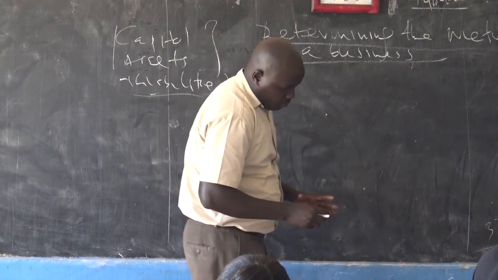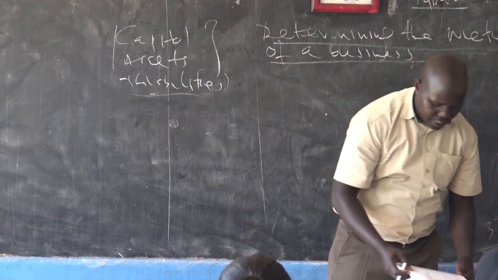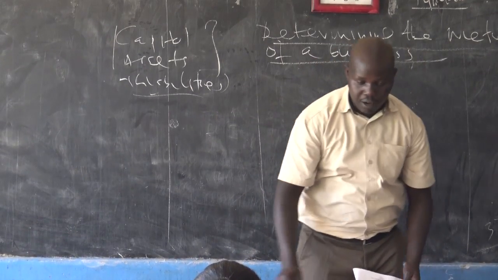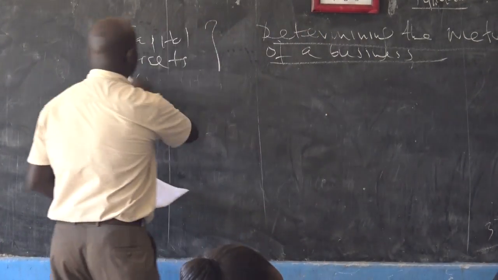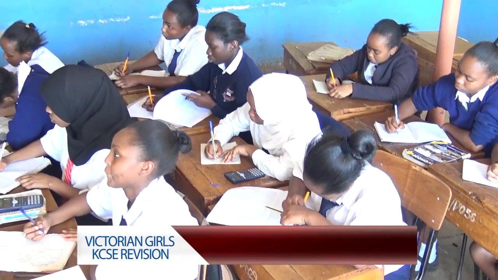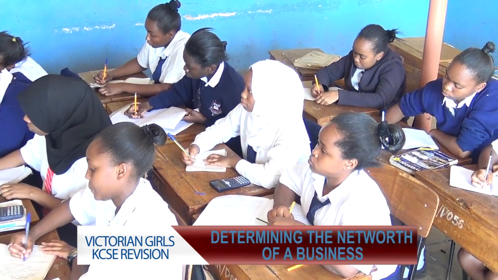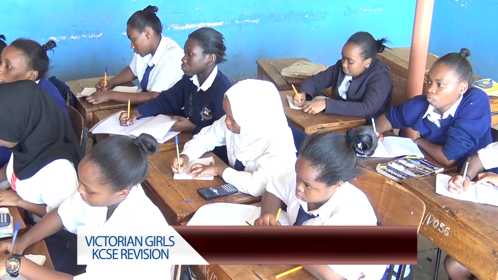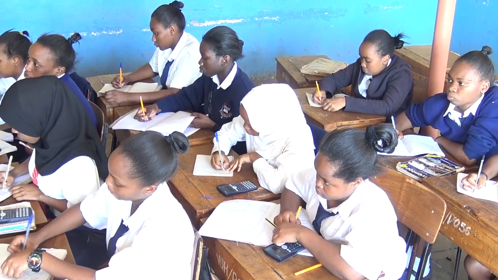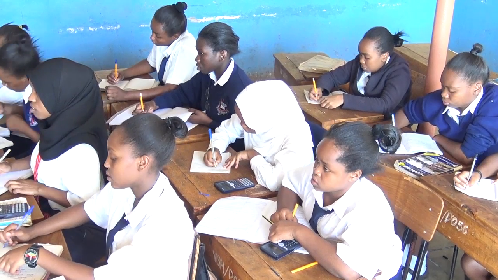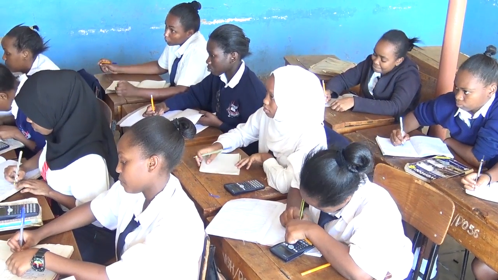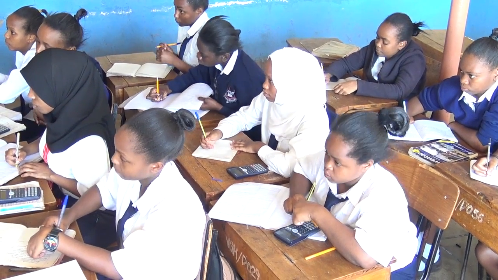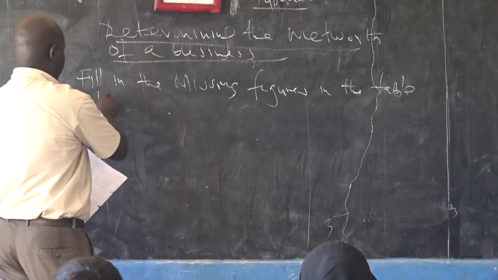Now, let's look at this question that was set last year. This was the year 2014, Question 12. This is how it goes. You've been told, fill in the missing figures in the table below. Four marks.